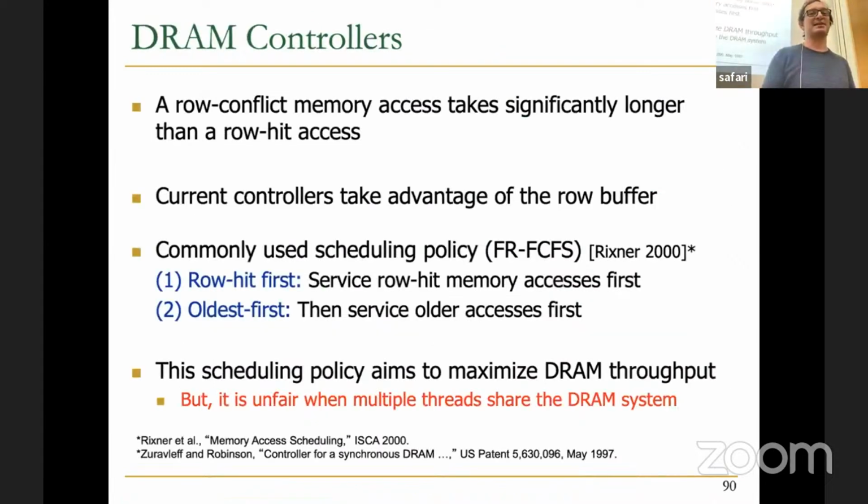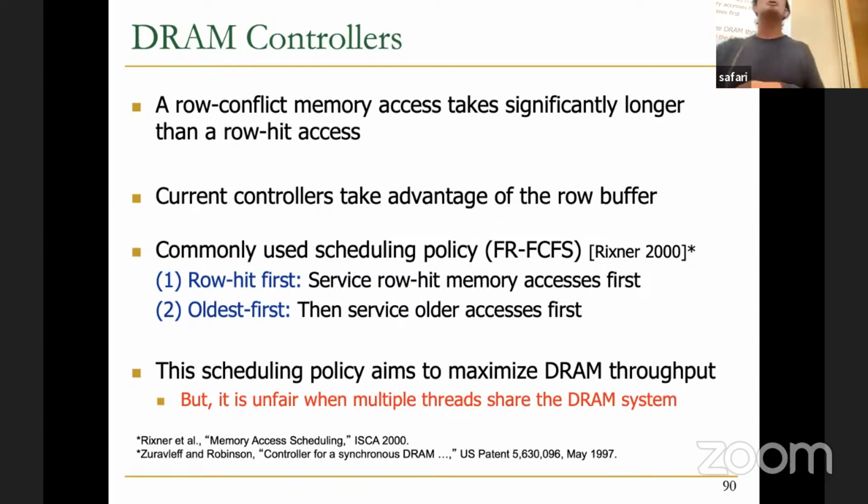So basically, this is due to the unfair scheduling policies of the memory controller, the FR-FCFS policy that we've discussed, which is commonly used as a building block of a bigger policy in the memory controller today. It prioritizes row hits first, and then oldest request first. Both of these decisions are actually unfair. The policy tries to maximize DRAM throughput, but when multiple threads share the DRAM system, it's unfair. Basically, row hit first unfairly prioritizes threads that keep hitting in the row buffer.